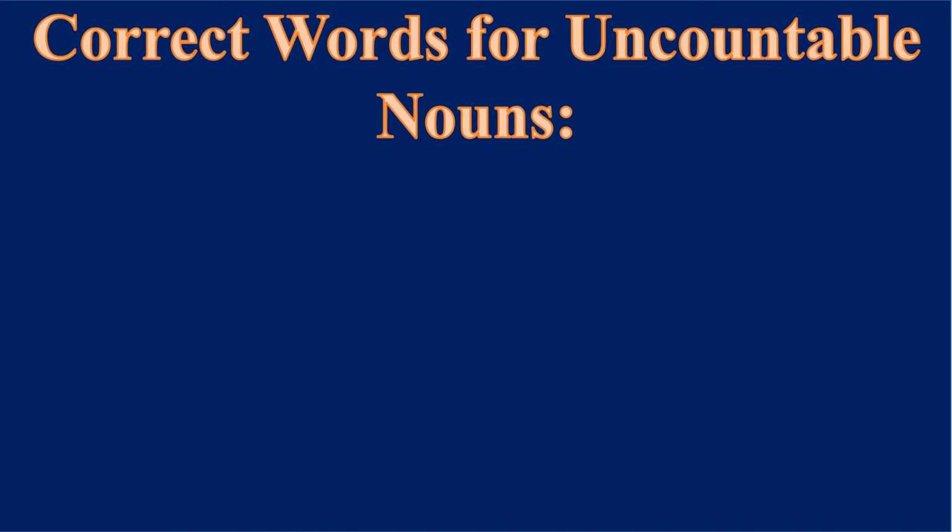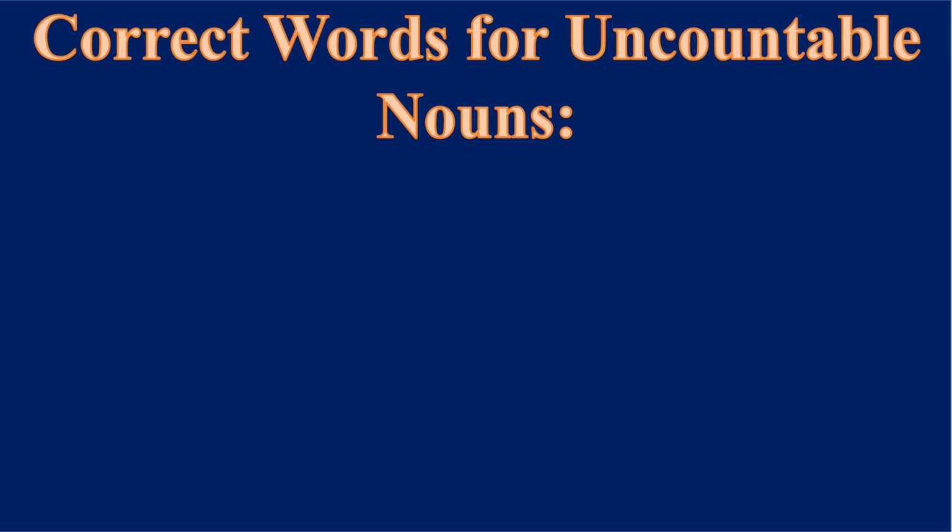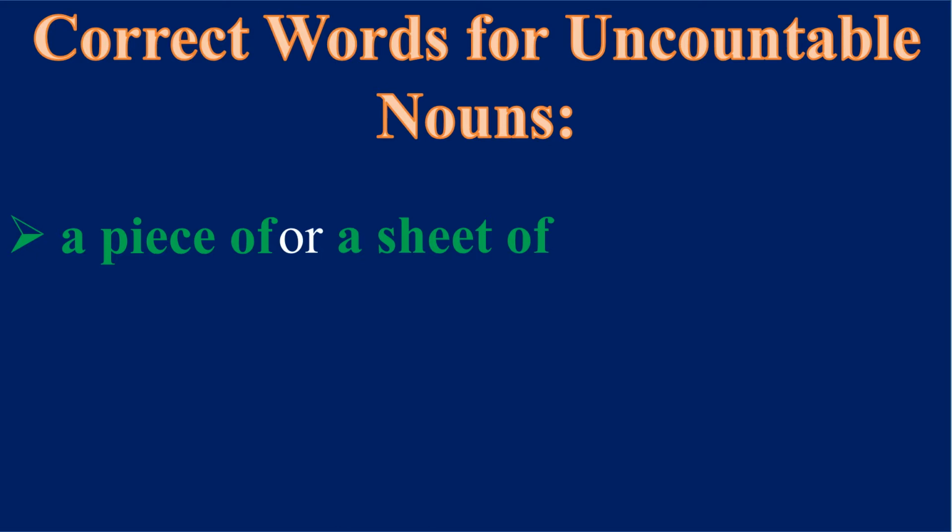Today we want to see correct words for uncountable nouns. As we know, we don't use a, an, one, two, and so on for uncountable nouns. So instead, we use words like a piece of, or a sheet of.